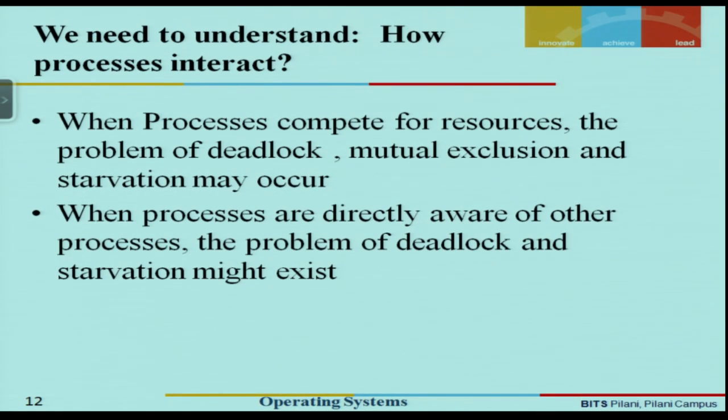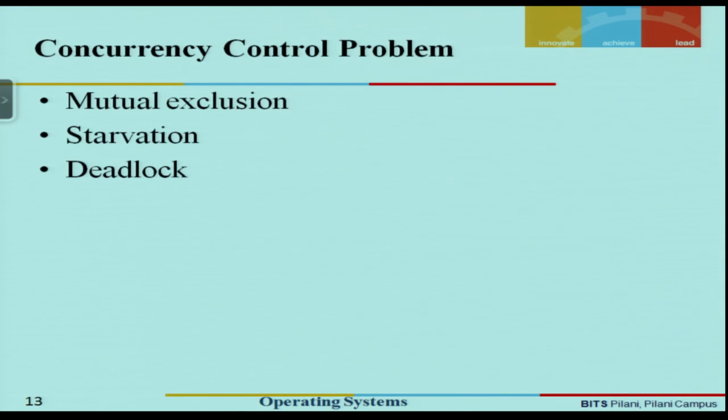And we also know that when processes cooperate, probably some of the problems can be avoided, but deadlock and starvation still might occur. So essentially we find that there are three important aspects which one needs to handle when we talk about concurrency. One is mutual exclusion, another is the issue of starvation, the third is deadlock.